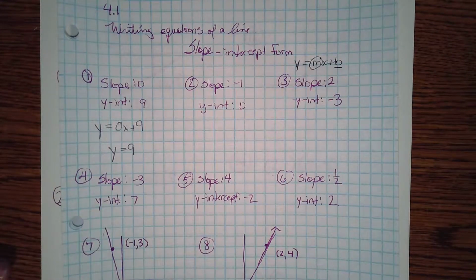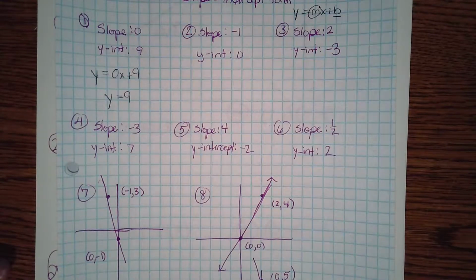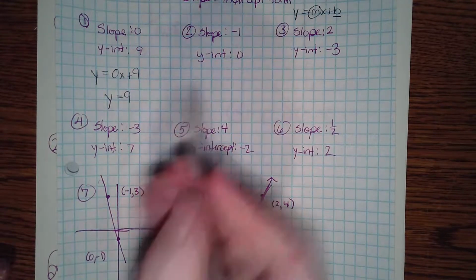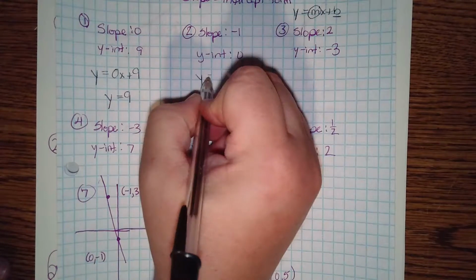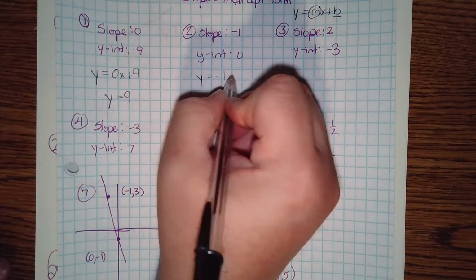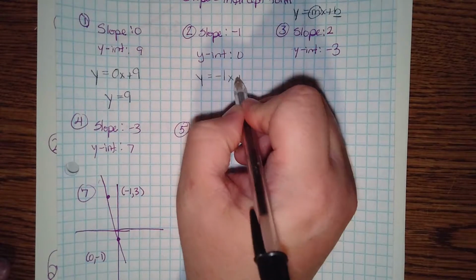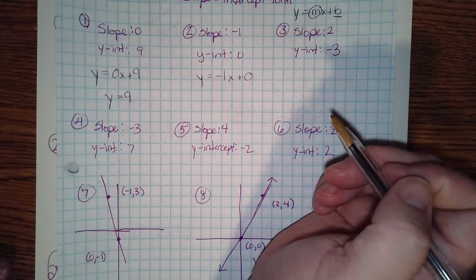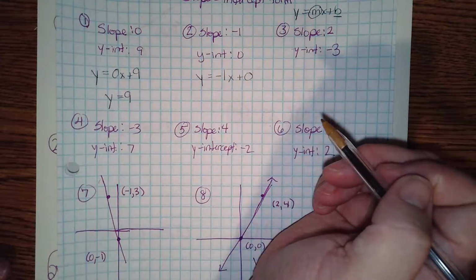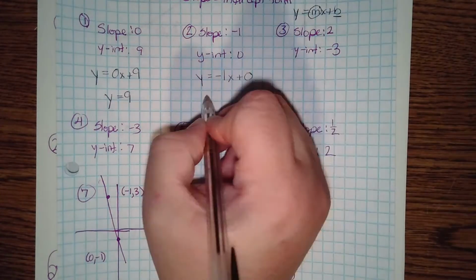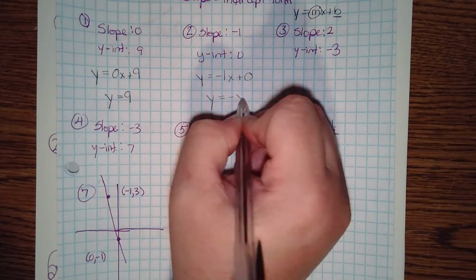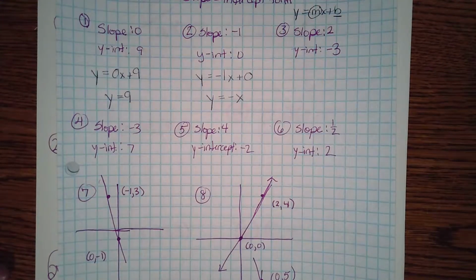Okay, looking at slope-intercept for the next one, we have slope is -1 and the y-intercept is 0. So once again, we have y equals, we're going to put the -1 in front of the x, plus 0. Well, this time we're going to say, okay, if we're adding 0, that's the same as saying we don't have anything at all. So this is just y equals -x. And if you notice, I made the 1 disappear because anything times 1 is itself. It's just the negative that we need to keep in the front.